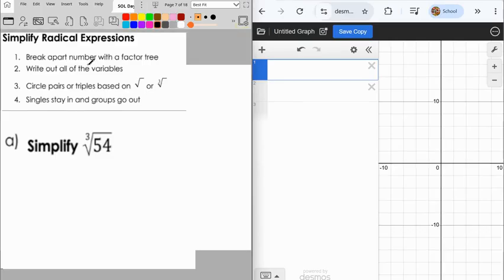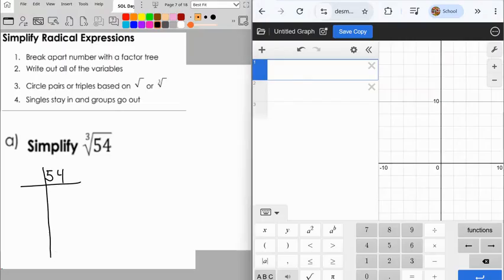We're going to break apart a number with a factor tree, write out all the variables, circle pairs or triples based on square root or cube root, singles stay in, and groups go out. So simplify the cube root of 54. So we're going to do our factor tree, and remember we're going to be dividing by prime numbers. So let's try 54 divided by 2.